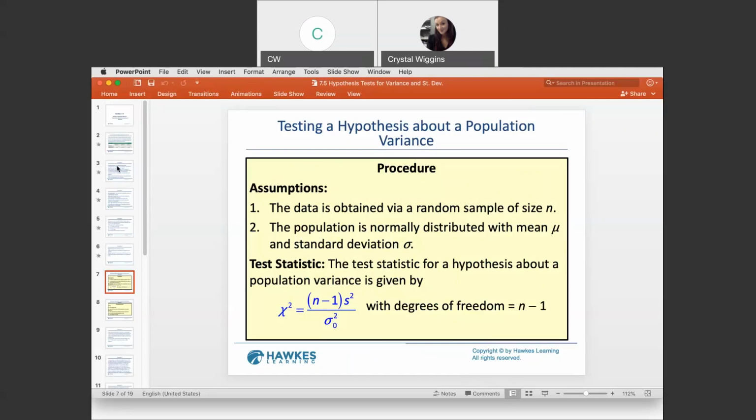The second assumption is that the population is normally distributed with a mean and a standard deviation. The test statistic is going to be chi-squared, which can be calculated by n-1 times the sample standard deviation squared, which is the variance, over the population standard deviation squared, which is the variance of the population, with degrees of freedom n-1. Now, unfortunately, chi-squared is not in our Guru for summary statistics.